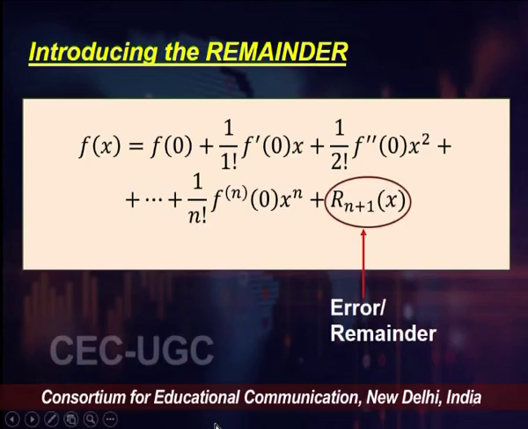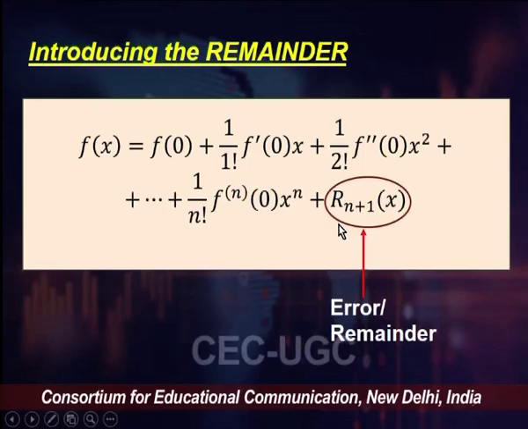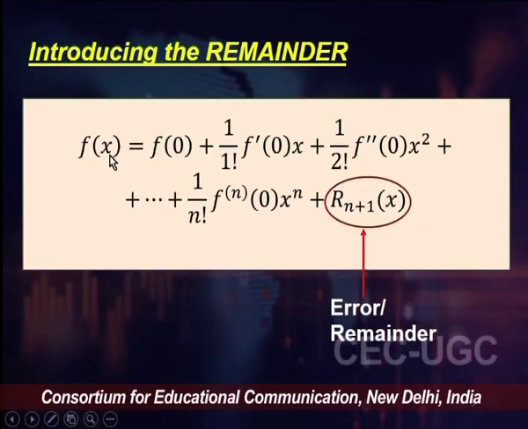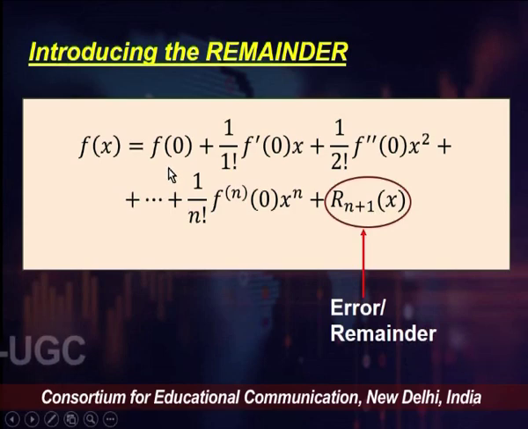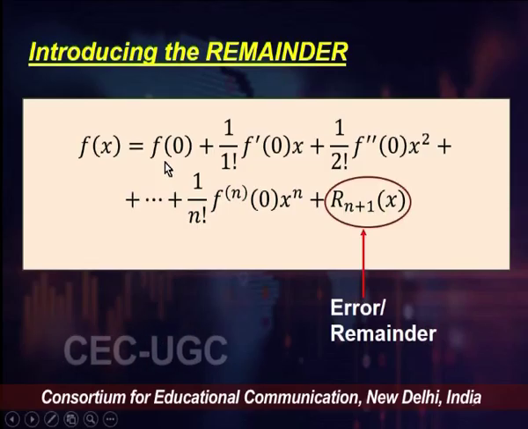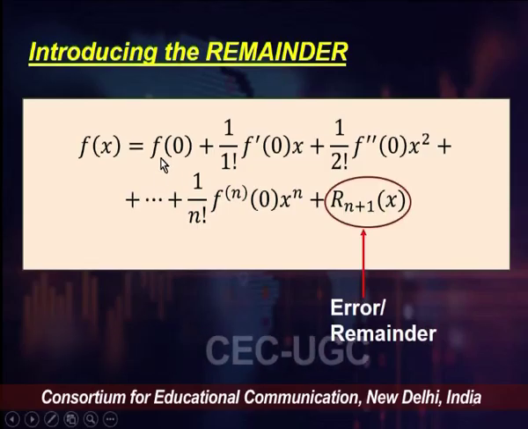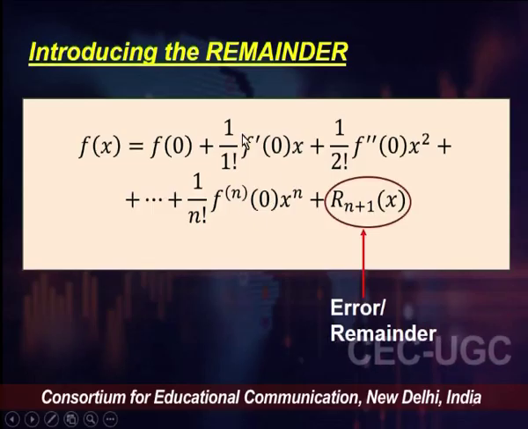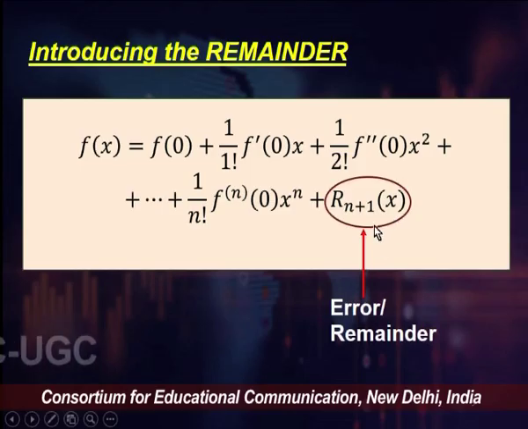Another way of looking at the remainder is that it can be seen as a difference between the true value of the function, which is given by the left hand side, and the polynomial approximation, the approximated value, the estimated value which is given by the polynomial approximation here. So, R_{n+1}(x) is what represents the remainder.